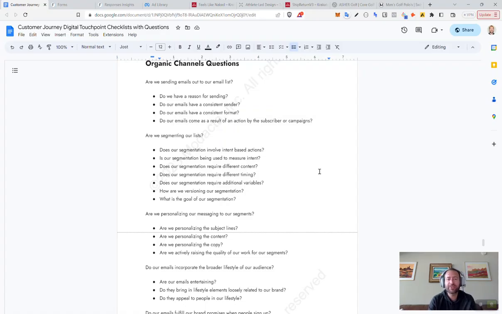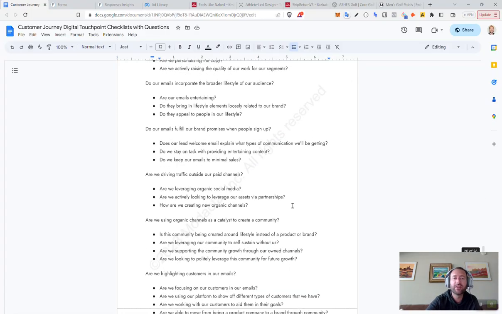So around personalization: subject lines, yes, personalize those. Content, yes, only if it directly relates to a data point provided by the customer. Copy, usually not really too much of a need to do that. That's more of the content and copy thrown together there. Quality of work for our segments: should we be improving stuff? Yes, collectively we should, but only on the things that matter. We shouldn't worry about the other things.